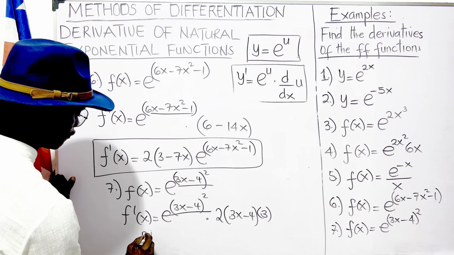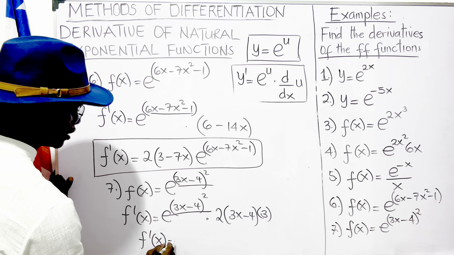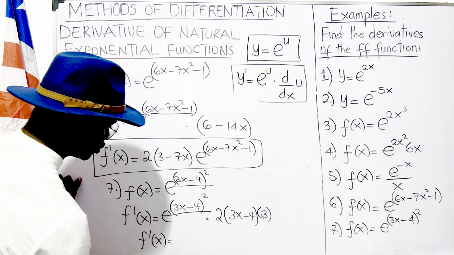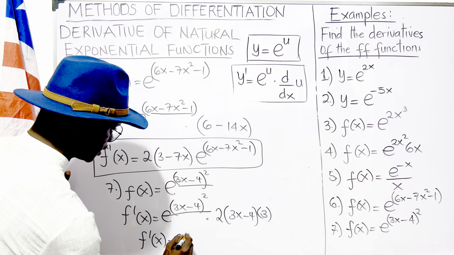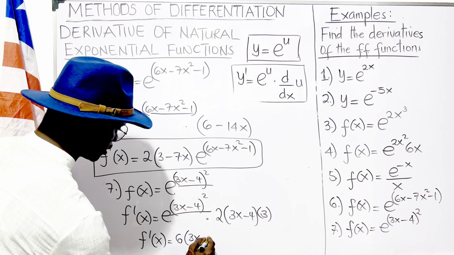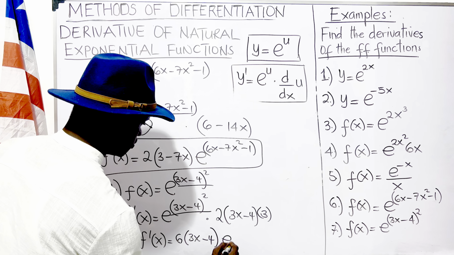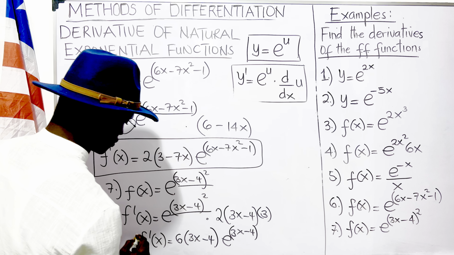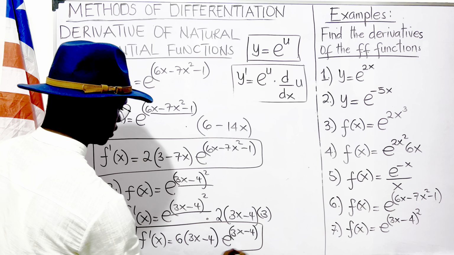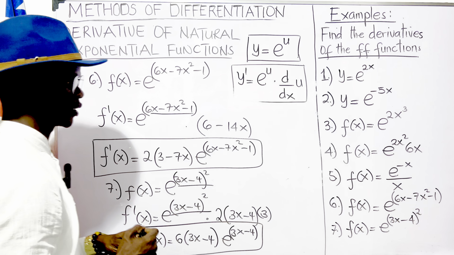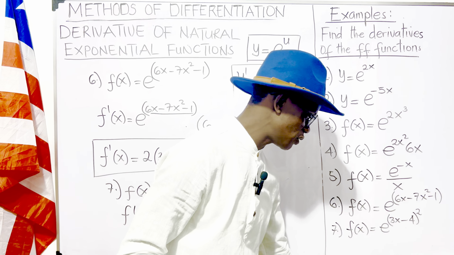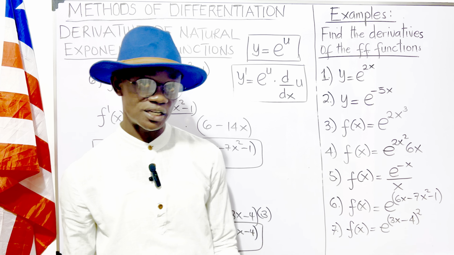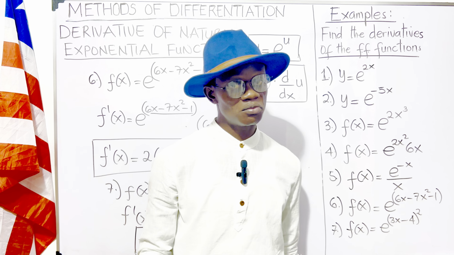So finally, we can have f prime of x is equal to 3 times 2 is 6. So this is 6 times the quantity 3x minus 4, times e raised to the power 3x minus 4. So this is our answer. So this is how we find the derivative of natural exponential functions.